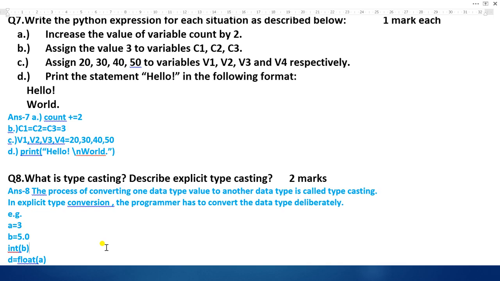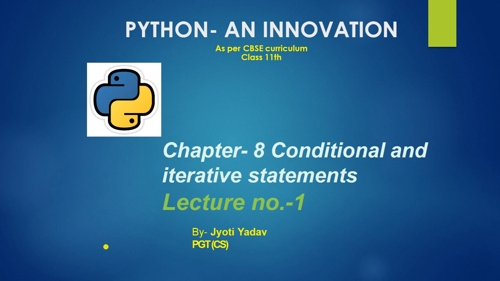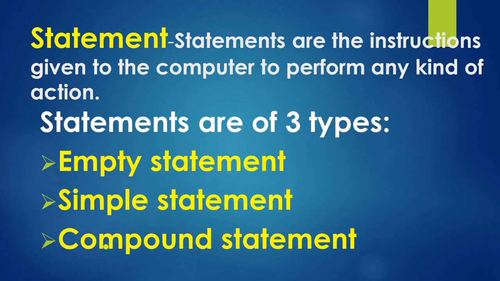In this class, we are going to start a new chapter, that is chapter 8, conditional and iterative statements, and this is lecture number 1. Before starting the chapter, you have to understand what a statement is. The statements are the instructions given to the computer to perform any kind of action. You are telling your computer that you have to perform this kind of action. In Python, the statements are of 3 types: empty statement, simple statement and compound statement.